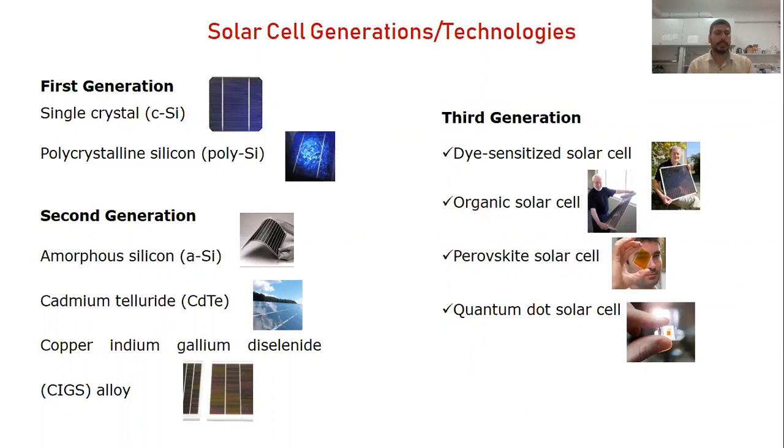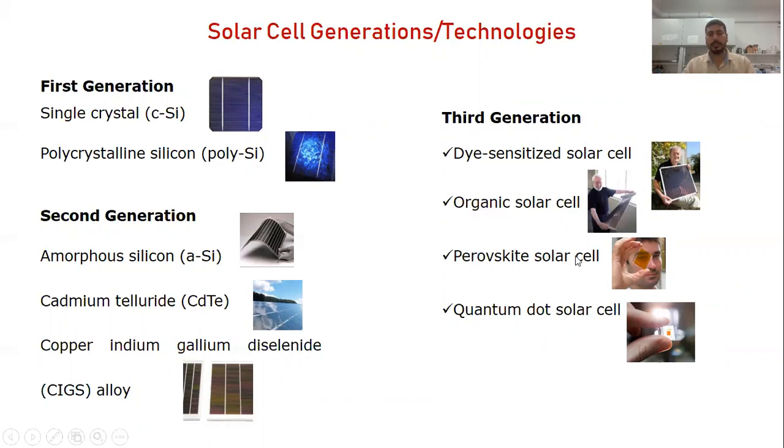The second generation is considered with amorphous silicon, cadmium telluride, and CIGS, copper indium gallium diselenide solar cells. And the third generation is the emerging photovoltaic generation. In that there is the dye-sensitized solar cell. Here there is a picture of Professor Michael Grätzel, who is the father of the dye-sensitized solar cell. Then organic solar cells. Here is Professor Alan J. Heeger, who has contributed a lot in the establishment of organic solar cell technology.